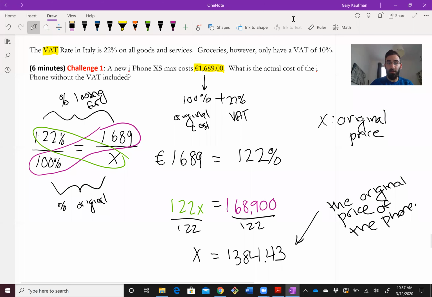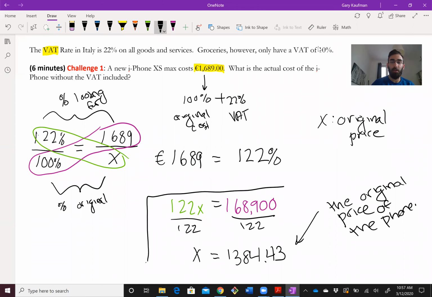Now I solved it right down here. Notice that I rounded to 2 decimals because it's dealing with money. And so we see that the original price is 1,384 euros and 43 cents. Well, you're paying 1,689, so that other 300 euros or so, that's tax. It's already built in. So let's go on to the last challenge question.